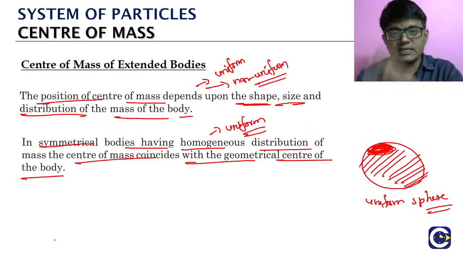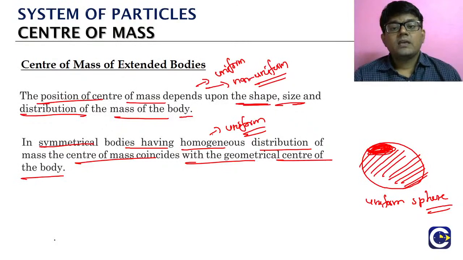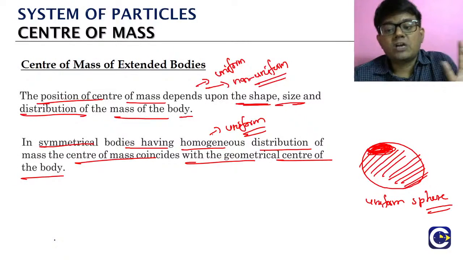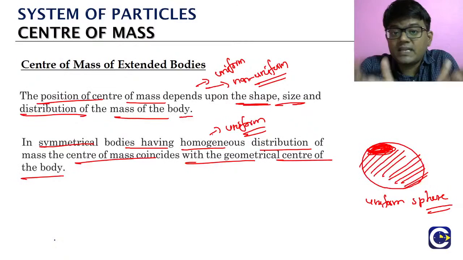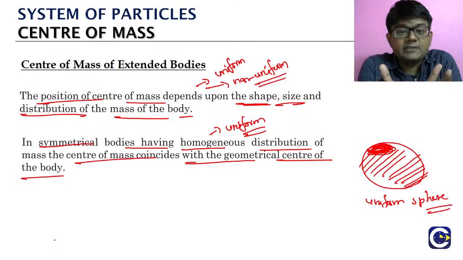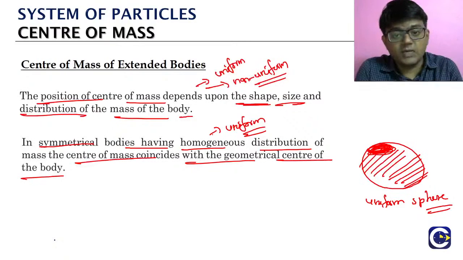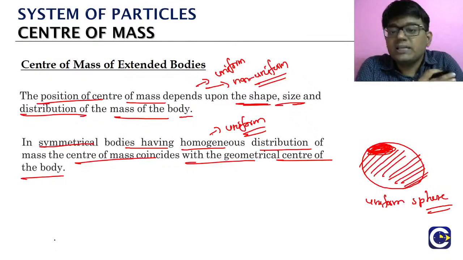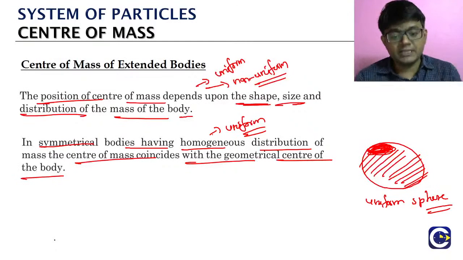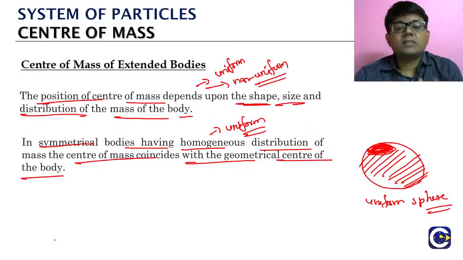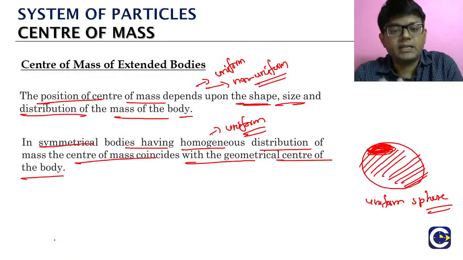For symmetric bodies with homogeneous distribution of mass, ஏன்னா even for a symmetric body, நம்ம கிட்ட ஸ்பியரே இருக்கா, but அதுக்குள்ள mass is not distributed uniformly, then this statement will not be correct. இது எப்போ ட்ரூ ஆகும்? Symmetrical body இருக்கணும், அதுக்குள்ள the mass should be homogeneously distributed or uniformly distributed. அப்படி இருந்தா then the center of mass of the body will coincide with the geometrical center.